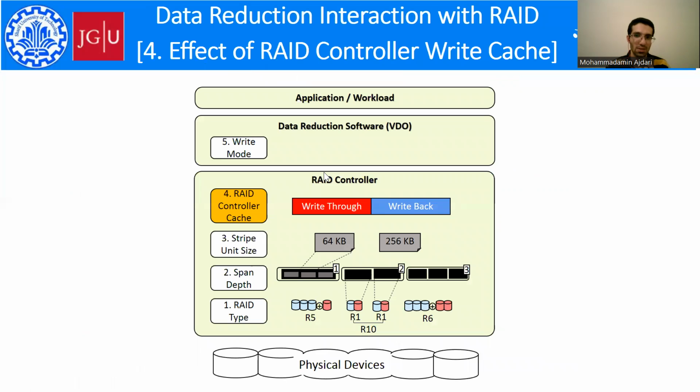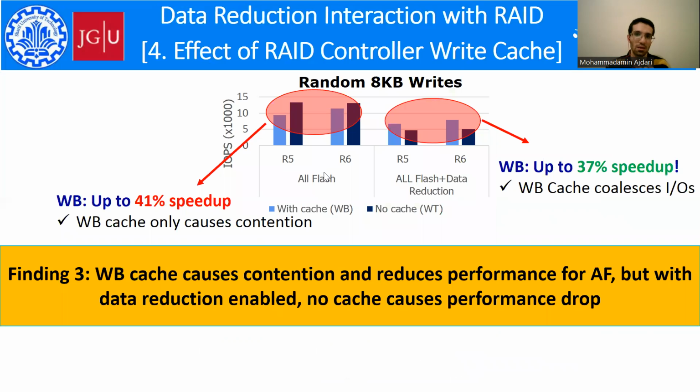The fourth important system design choice is about the RAID controller write cache. Some commercial hardware RAID controllers have a small write cache on board. We want to evaluate the impact of this cache on the performance of an all-flash system versus an all-flash system with integrated data reduction. We observe that, similar to the existing best practice of disabling the write cache for all-flash systems, write cache causes cache contention and can degrade the all-flash performance by 41% in random small write workloads.